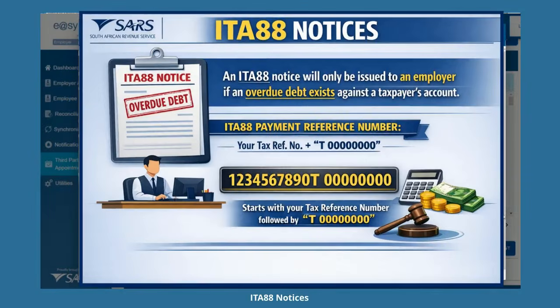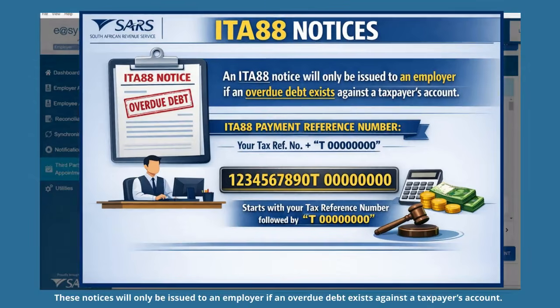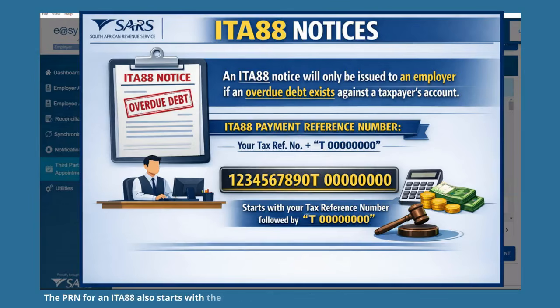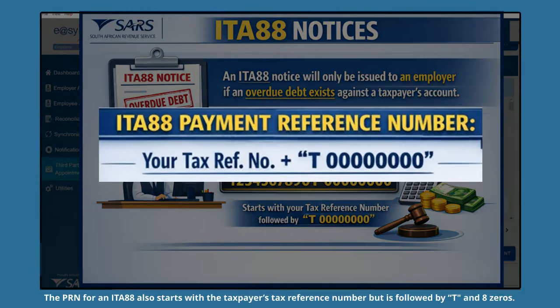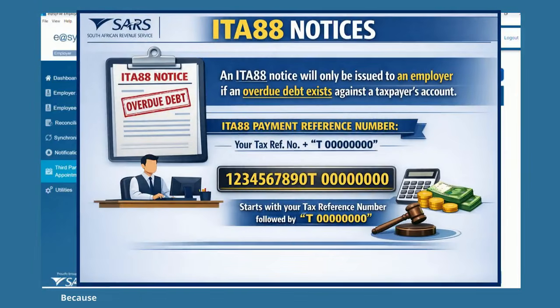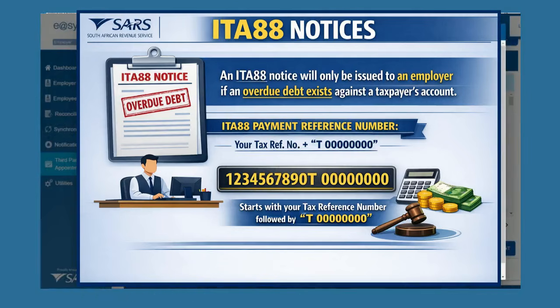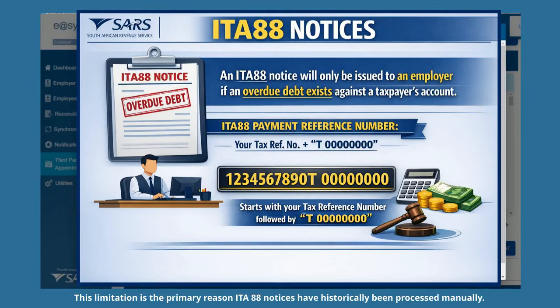ITA 88 notices. These notices will only be issued to an employer if an overdue debt exists against a taxpayer's account. The PRN for an ITA 88 also starts with the taxpayer's tax reference number, but is followed by T and 8 zeros. Because the 8 zeros are not unique, ITA 88 notices cannot be updated electronically on SAFile. This limitation is the primary reason ITA 88 notices have historically been processed manually.